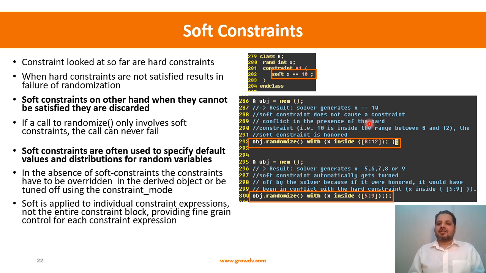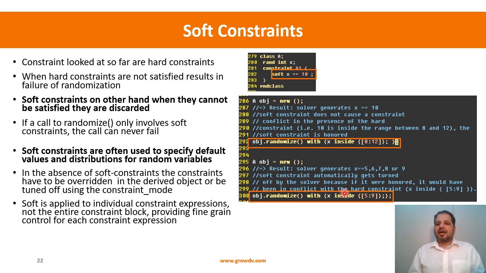Okay, so now what happens here? The soft constraint does not cause any conflict, right? This with inline constraint is a hard constraint, and it's an additive hard constraint, but it's not conflicting, because I am specifying a range of 12 and then I am saying my soft constraint as 10. So when you do this type of randomization, you will always see the result of randomization as 10. You will not see other values, because your constraint solver is honoring the soft constraint, since it is not conflicting with the inline constraint.